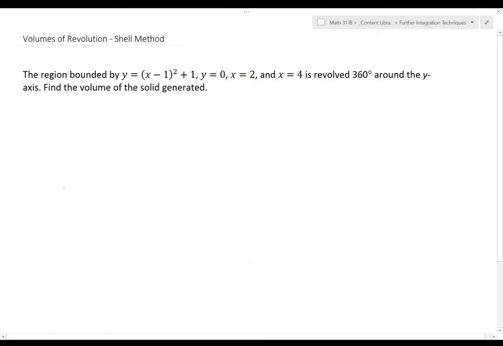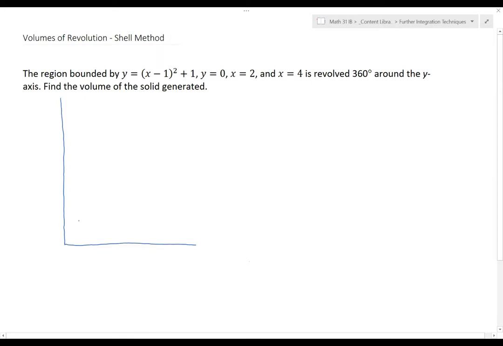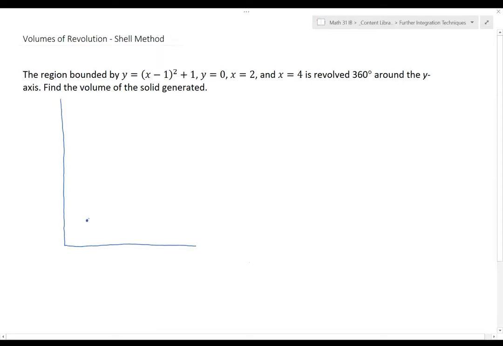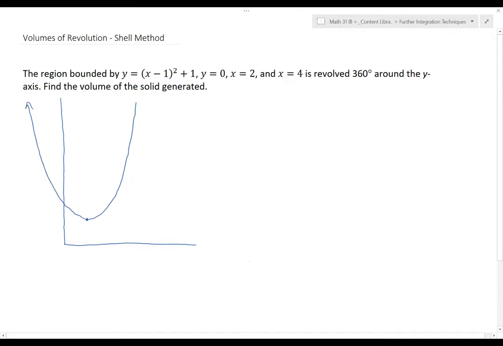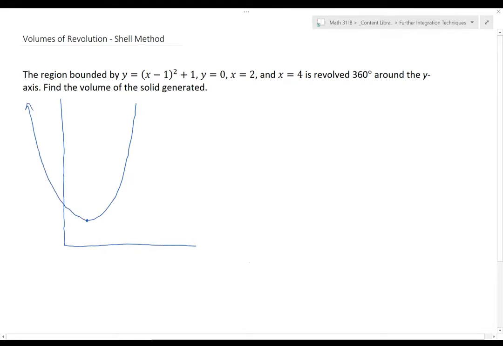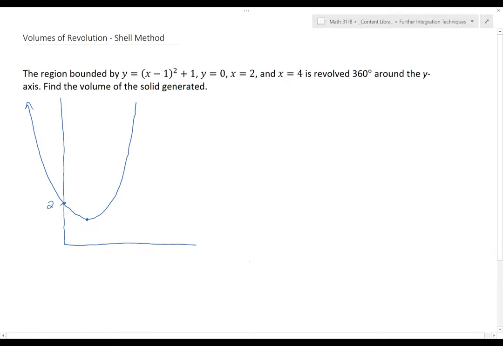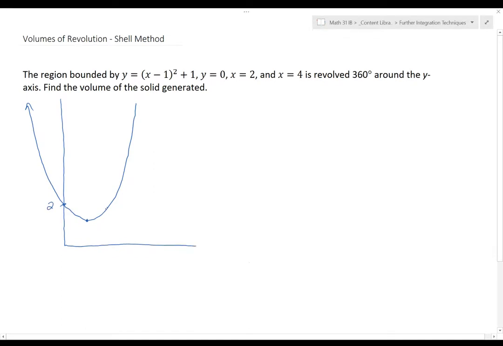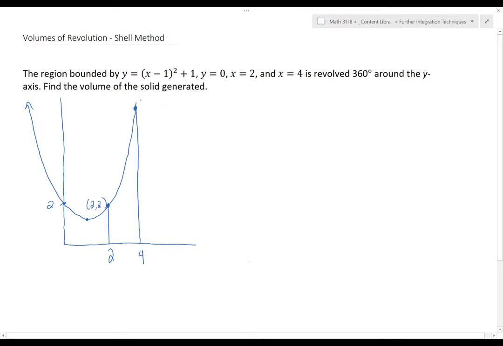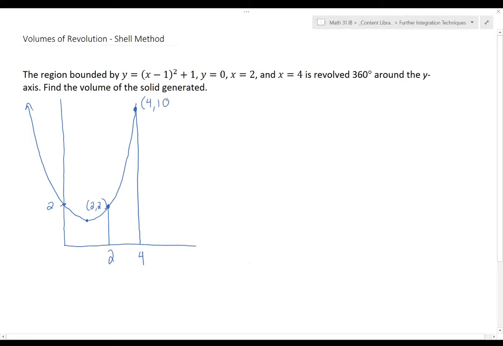So we've got a region bounded by a quadratic. This quadratic has its vertex at (1, 1), and so it's going to look something like this. And that is going to be at x equals 2. So we would want that intersection, which is going to be (2, 2), and x equals 4. So we would also want that intersection. This is going to be at (4, 10).